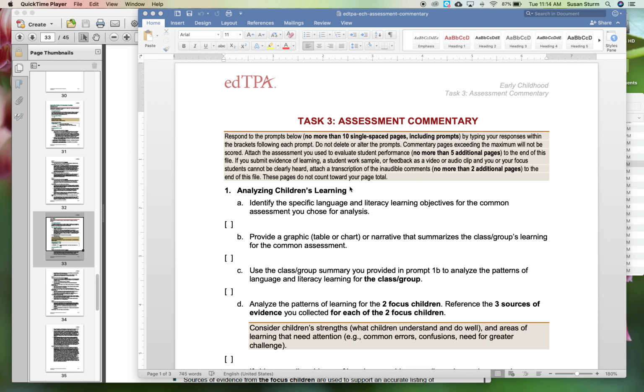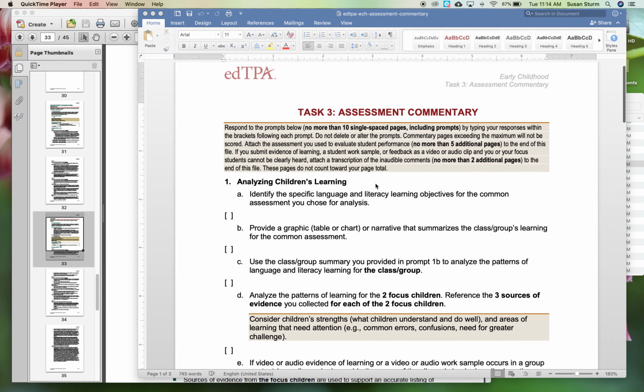And then it says if you submit evidence of learning, a student work sample, or feedback as a video or audio clip. So if your evidence of the student's learning, for example, if it's oral evidence, that would be in a video or audio clip, and you or your focus students can't be heard, you can also include a transcript of the inaudible comments, but you can't have more than 2 pages of that. And that also goes at the end of the document. So these additional 5 pages and 2 pages, if you're doing the video, don't count in your commentary limits of 10 pages. Okay, so that's the first thing you need to know about this.